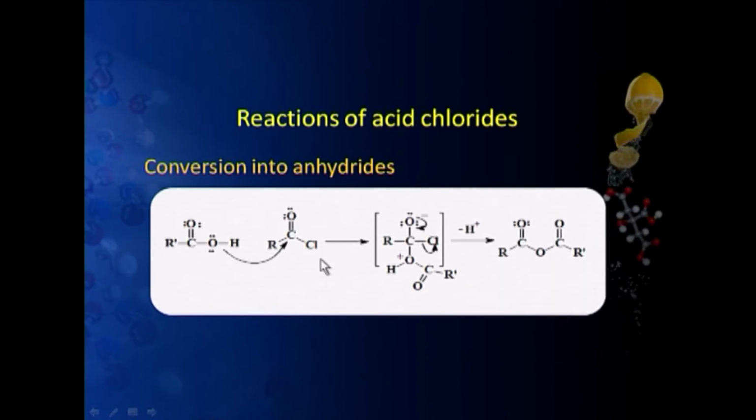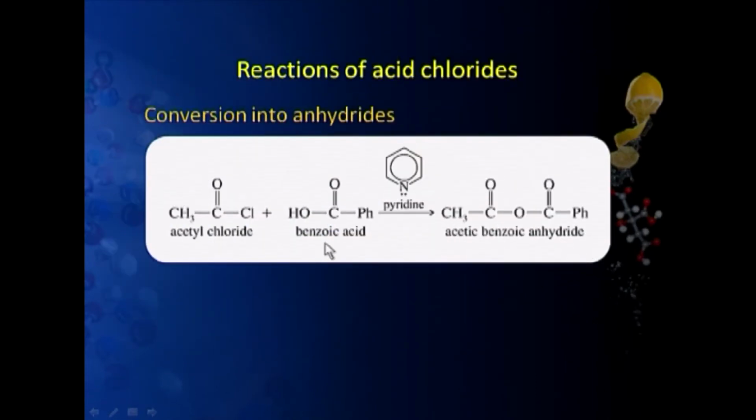Again a molecule of HCl is to be lost in this case, and obviously this reaction is helped by the presence of some base like pyridine. Acetyl chloride reacts with benzoic acid in presence of pyridine and we get acetic benzoic anhydride.